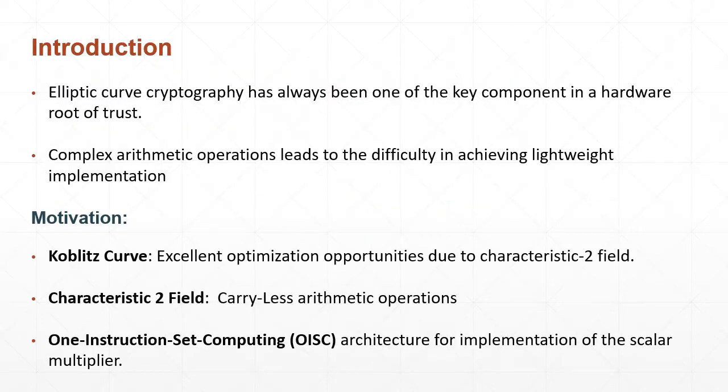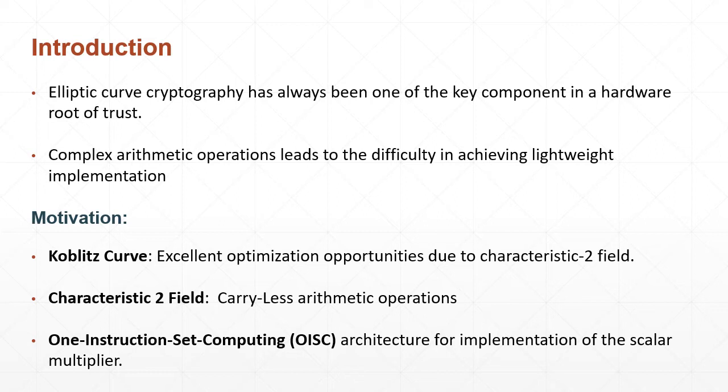Let us start by introducing a brief description of our paper. Elliptic curve cryptography is an approach to public key cryptography which is popular due to its ability to provide the same level of security as RSA but with much smaller key size. But its complex arithmetic operations lead to difficulty in achieving a lightweight implementation. In this proposed architecture, we will be implementing a lightweight elliptic curve scalar multiplier on an FPGA platform.